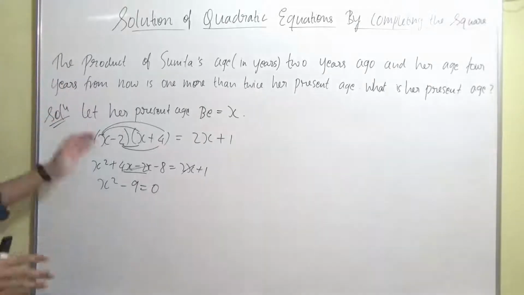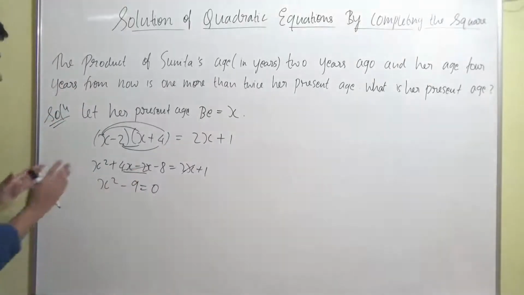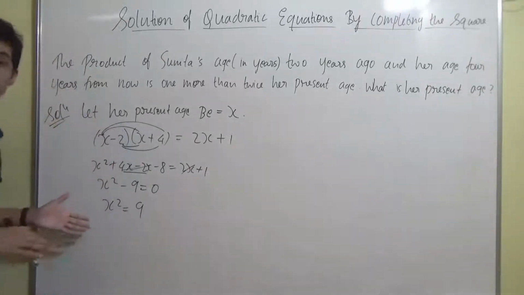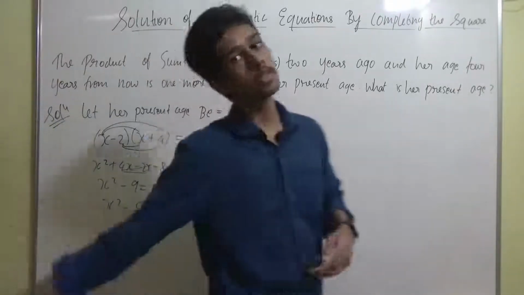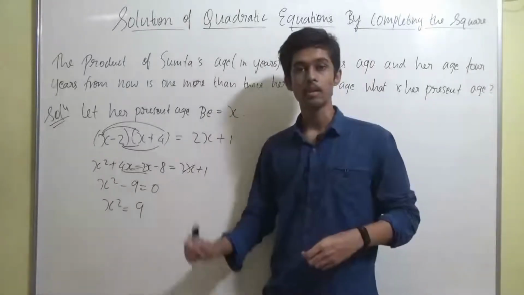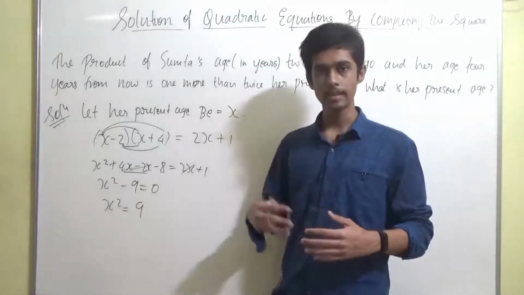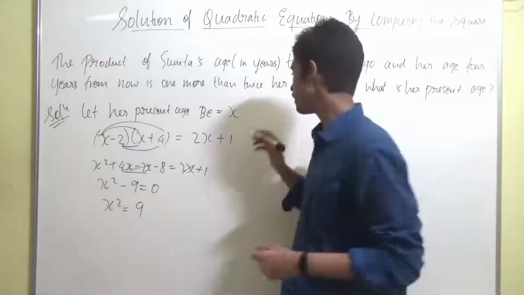Now I'll do one thing, guys. I'll take the number to the RHS and keep x in the LHS. It becomes x square equal to 9. If you see this, I think everybody will know the solution of this, x square equal to 9, where x will be equal to plus or minus 3, because 3 square is 9 and minus 3 square is also 9. So x equal to plus or minus 3.